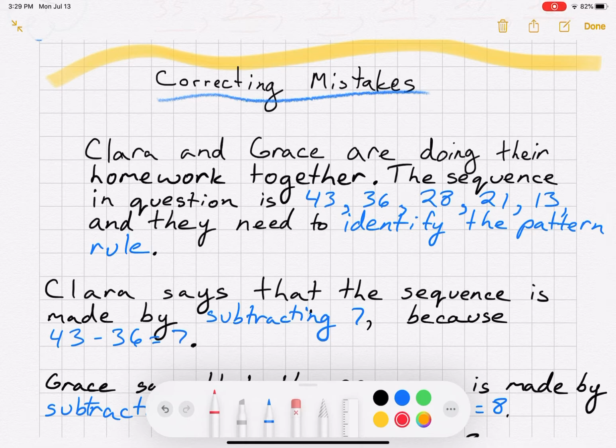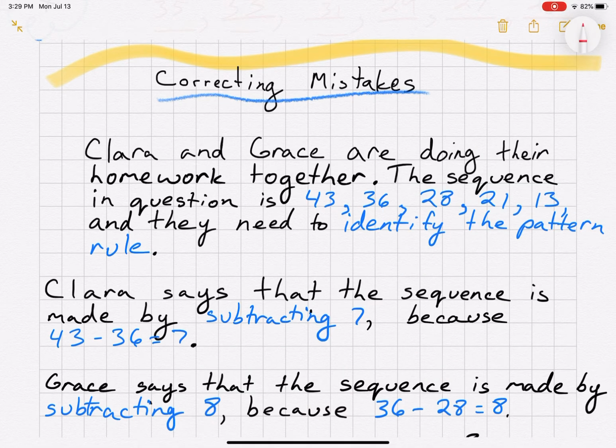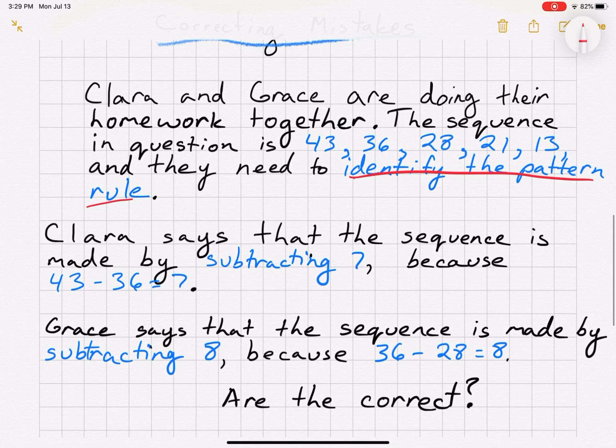So in this problem, these girls have made an error. Okay, so I have Clara and Grace. We're going to find their mistake. Clara and Grace are doing their homework together. The sequence in the question is 43, 36, 28, 21, 13, and they need to identify the pattern rule. Okay, so I'm just underlining what I need to know. Now, Clara says that the sequence is made by subtracting 7 because 43 minus 36 is 7.